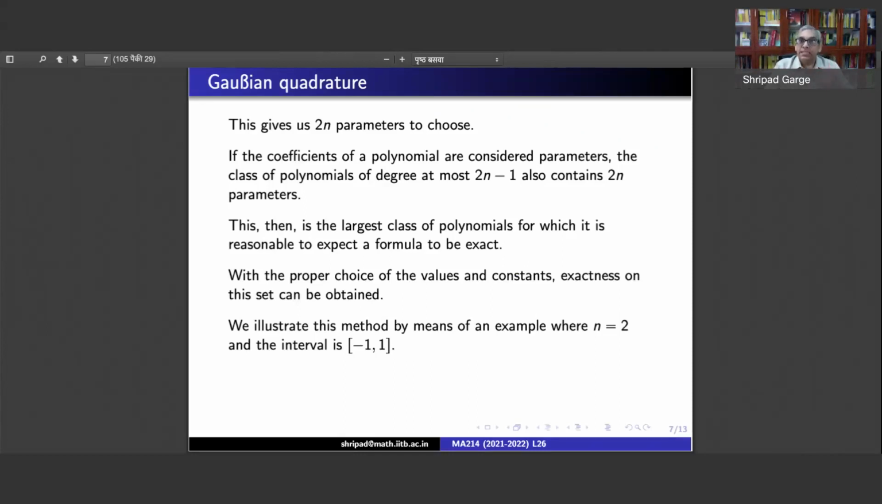So you will have x1, x2, c1, c2. So you have 4 constants and the interval is -1 to 1. The general situation will be discussed, in fact, in the next lecture. We will not be able to do it in this lecture. We will do it in the next lecture.